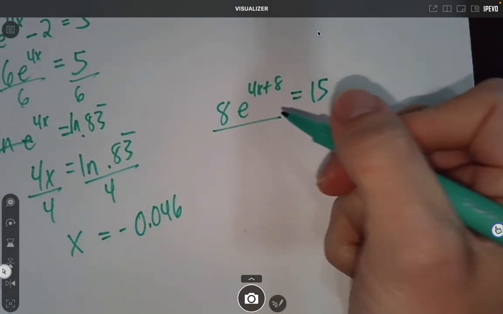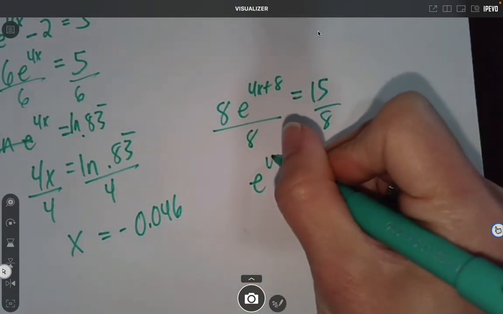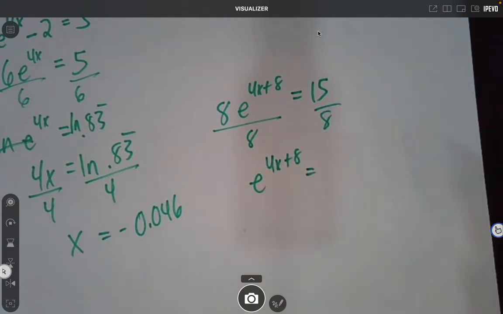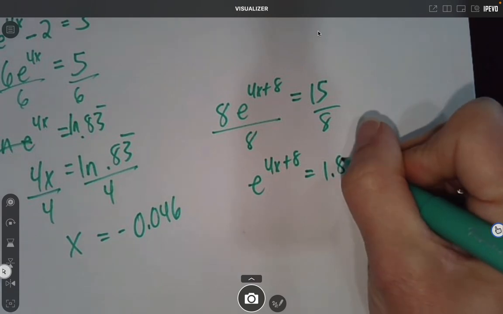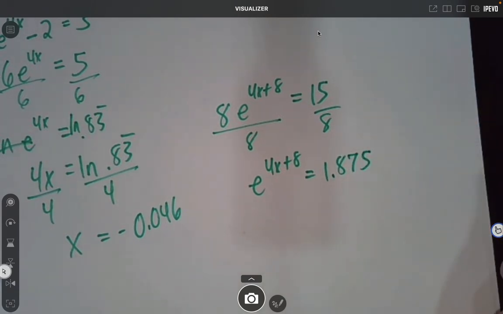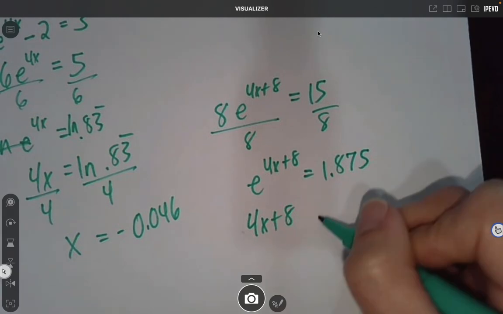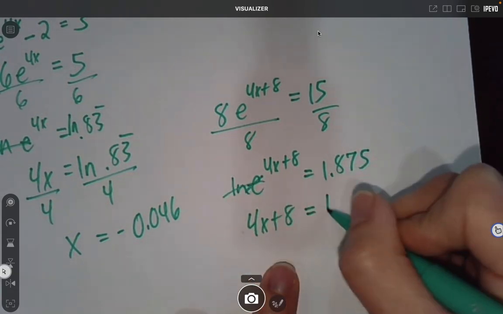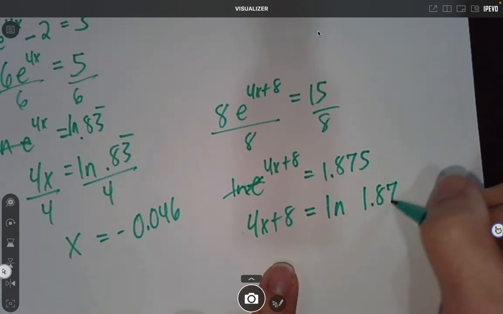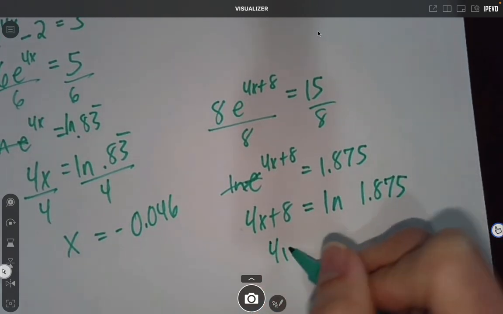Now on 35, what would I do to get the e by itself? Natural log. Wait, yeah, well, not yet, though. I've got to get rid of that 8. So now I've just got my e over here, 15 divided by 8, 1.875. Then what do? You said the natural log. So when I put the natural log over here, they cancel out. And then I must put the natural log over here. Then what do? Yeah, subtract 8.